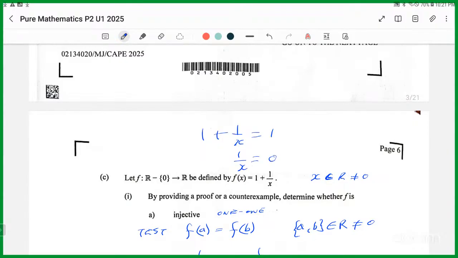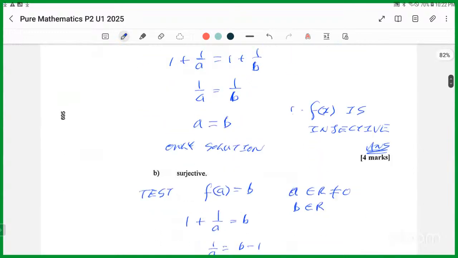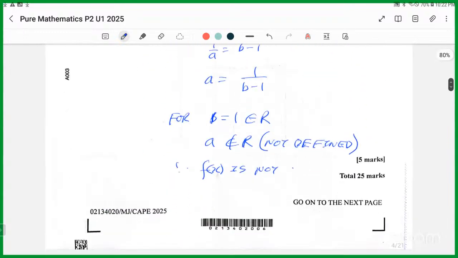And you can't solve 1 over x equals 0. If you try to cross multiply, for example, you still have no solution. 1 over x just can't be 0. That is a proof as well. So it is not surjective, not surjective.